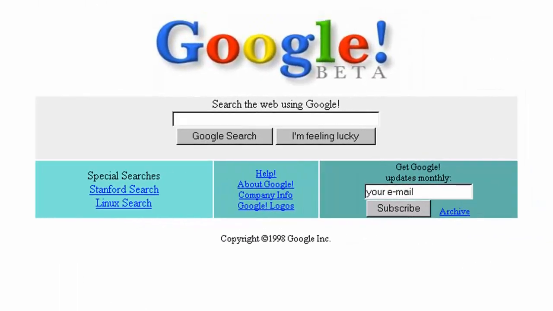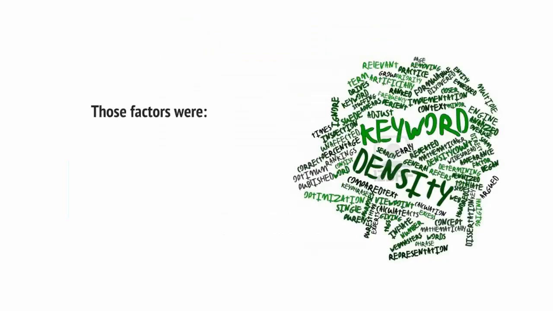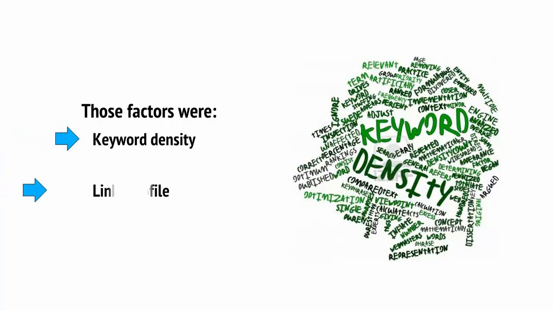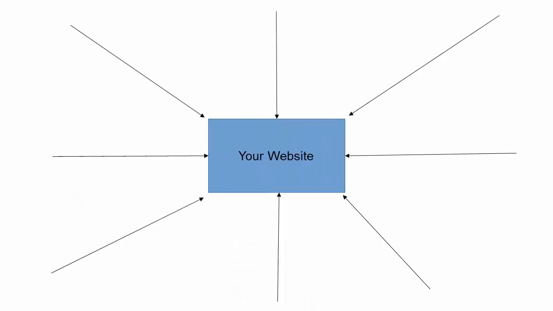When SEO was first born, Google's algorithm was a lot simpler and manipulating it to your own ends was a lot easier as a result. Back then, Google looked at two key factors in determining its rankings. Those factors were keyword density and links profile. Your links profile, also called your backlinks profile, is essentially determined by how many links you have pointing to your website coming from other sites.